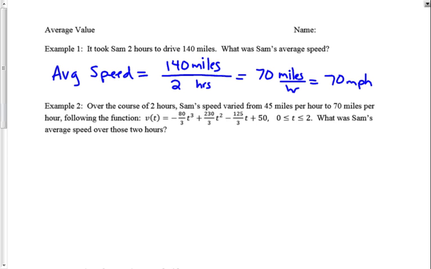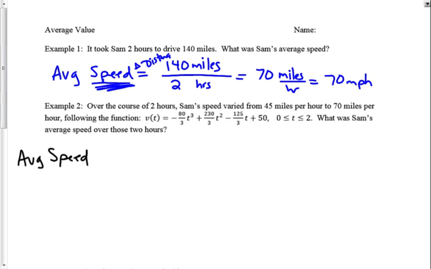So we need to make sure we make this connection. The average speed was our distance, the change in our distance over time. So let's look at example 2 then. We have in 2 hours time, Sam's speed changes between 45 miles per hour and 70 using this function. So now we have a function for velocity. What is Sam's average speed over the 2 hours? So we need to come up with how we're going to find his average speed.